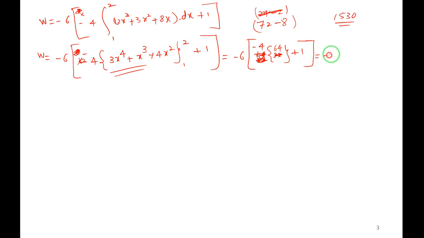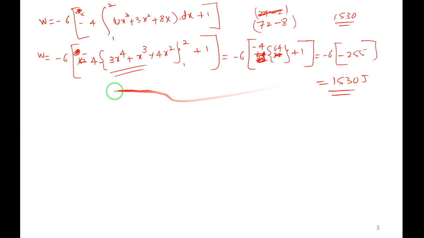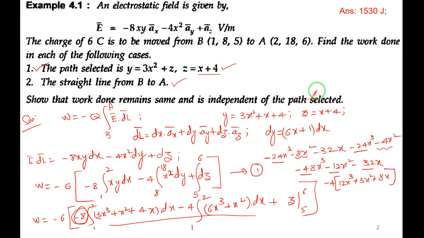Okay, let me check it. Minus 4 into 64. So I am getting it as minus 256 plus 1. So I am getting it as minus 255 here, into minus 6. Yes, 1530. Please, if I am making any mistake, please see here. The mistake is clearly visible here. I have written right; I have earlier written minus. Please correct me. Okay. Work done, I got it as 1530 joules.